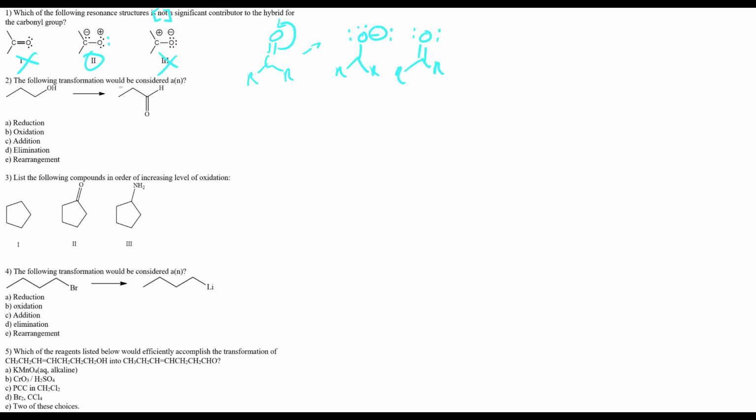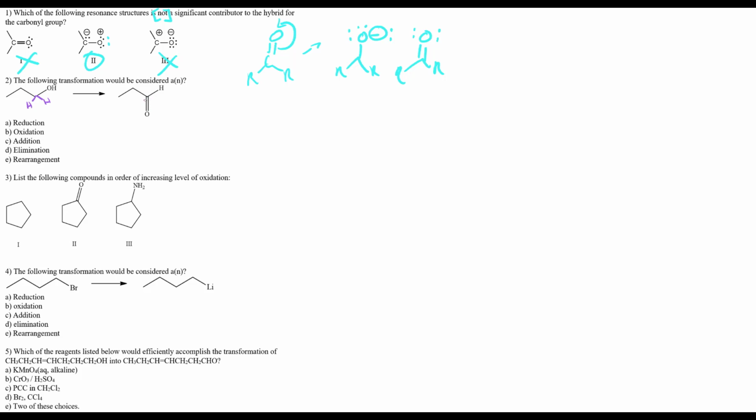Which of the following transformations would be considered what? If you see your answer choices have reduction, oxidation, etc., you can focus on the carbon that has the reaction going on. So I'm not going to be focusing on these carbons. I'm actually going to be focusing on this carbon. This carbon right here has 2 hydrogens, and this carbon right here, after the reaction took place, has how many hydrogens?